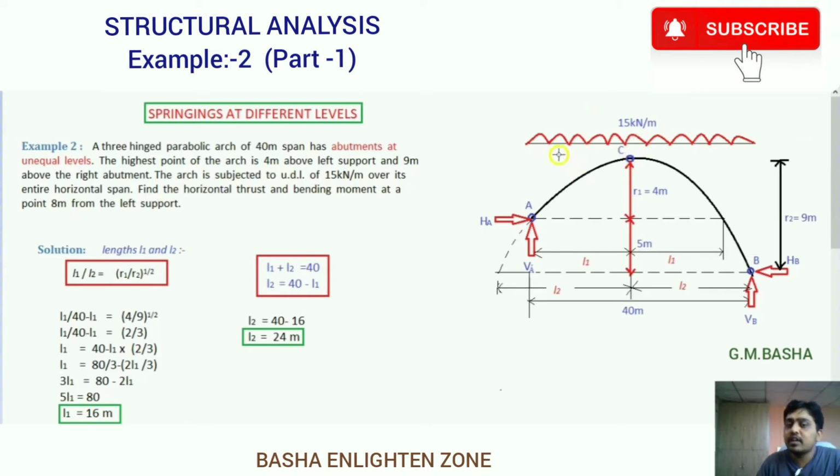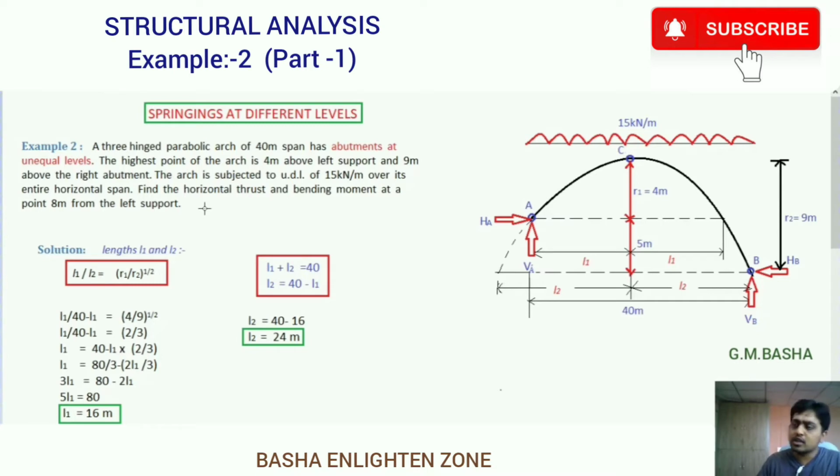Otherwise, sometimes they will give a UDL over the left half of the span, or a UDL over some 3 meters and a point load at some distance from the left support or from the right support. Already we saw such a model in the last example, but here they give one more different example: a uniformly distributed load of 15 kilonewton per meter over its entire horizontal span. So this is the diagram relevant to the question. What they ask here is to find the horizontal thrust and the bending moment at 0.8 meters from the left support.